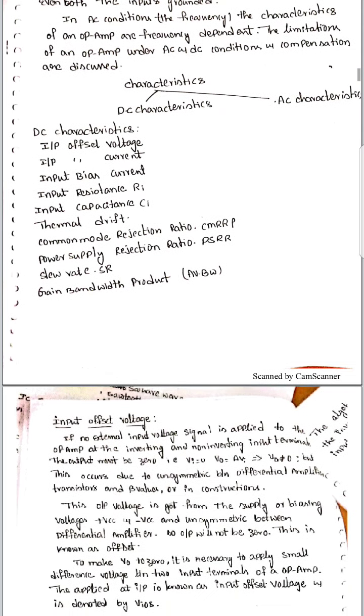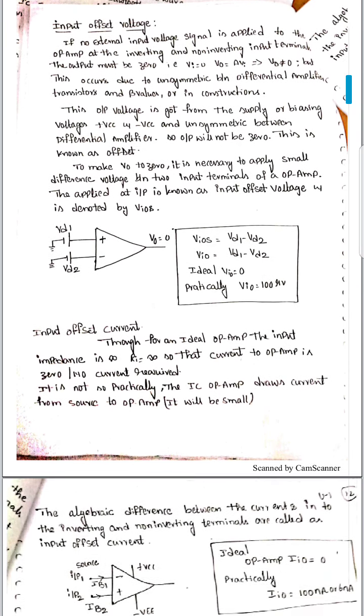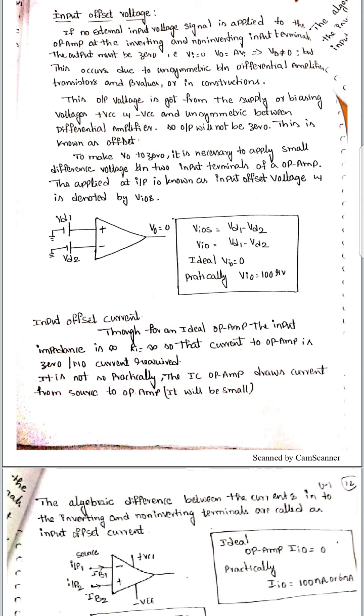compensations are described. DC characteristics, AC characteristics. First of all, DC characteristics: input offset voltage, input offset current, input bias current, input resistance Ri, input capacitance Ci, thermal drift, common mode rejection ratio, power supply rejection ratio, slew rate, gain bandwidth product. First of all, input offset voltage.